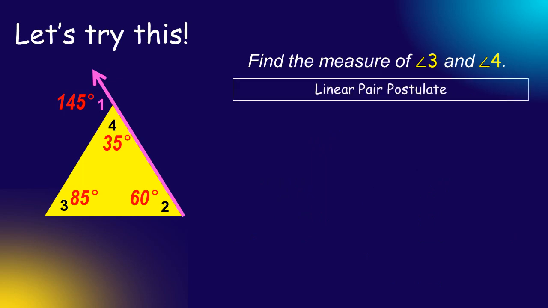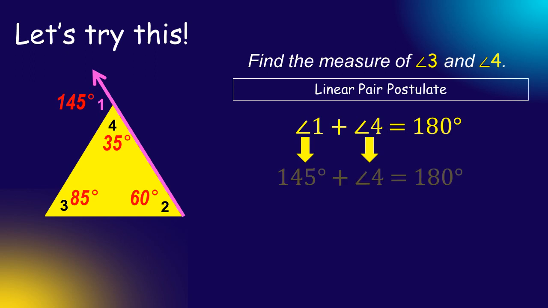Another way to find angle 4, o kahit na na-solve na natin yung angle 4 using the triangle sum theorem, pwede rin natin gamitin yung linear pair postulate. Ito naman ay ang relationship ng angle 1 and angle 4. It forms a straight line. So they are linear pair. So ang sum ng angles ng angle 1 and angle 4, it is equal to 180 degrees. So angle 1 plus angle 4 is equal to 180 degrees.